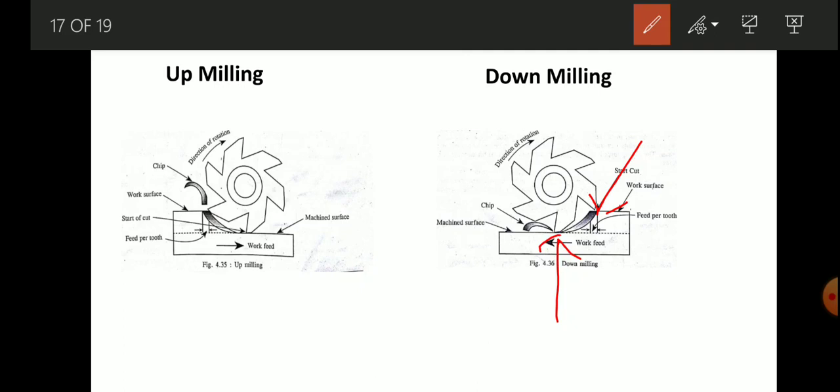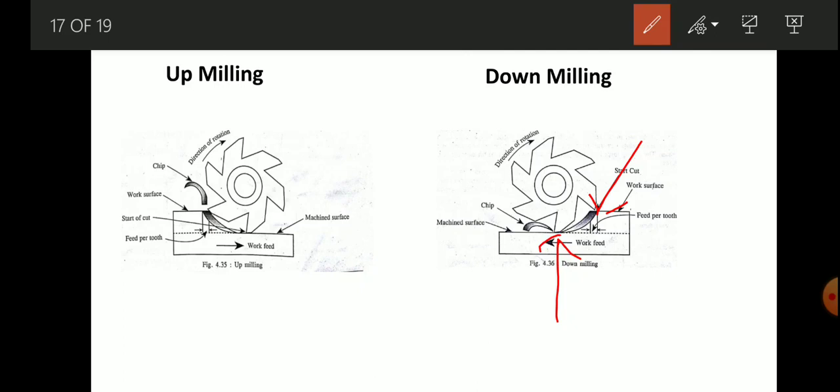In this process the cutter starts removing the metal immediately after it touches the surface of the workpiece. Here effective cooling is possible and less heat is produced. Therefore we get a good surface finish in down milling.